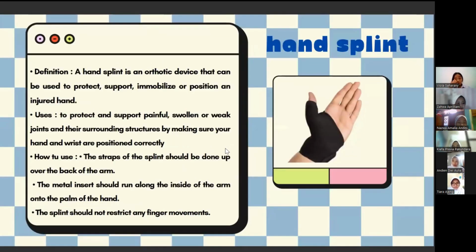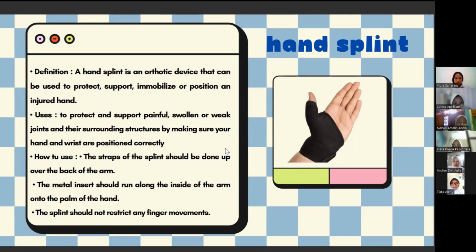The next topic is hand splint. Definition: a hand splint is an orthotic device that can be used to protect, support, immobilize, or position an injured hand. Uses: to protect and support painful, swollen, or weak joints and their surrounding structures by making sure your hand and wrist are positioned correctly.